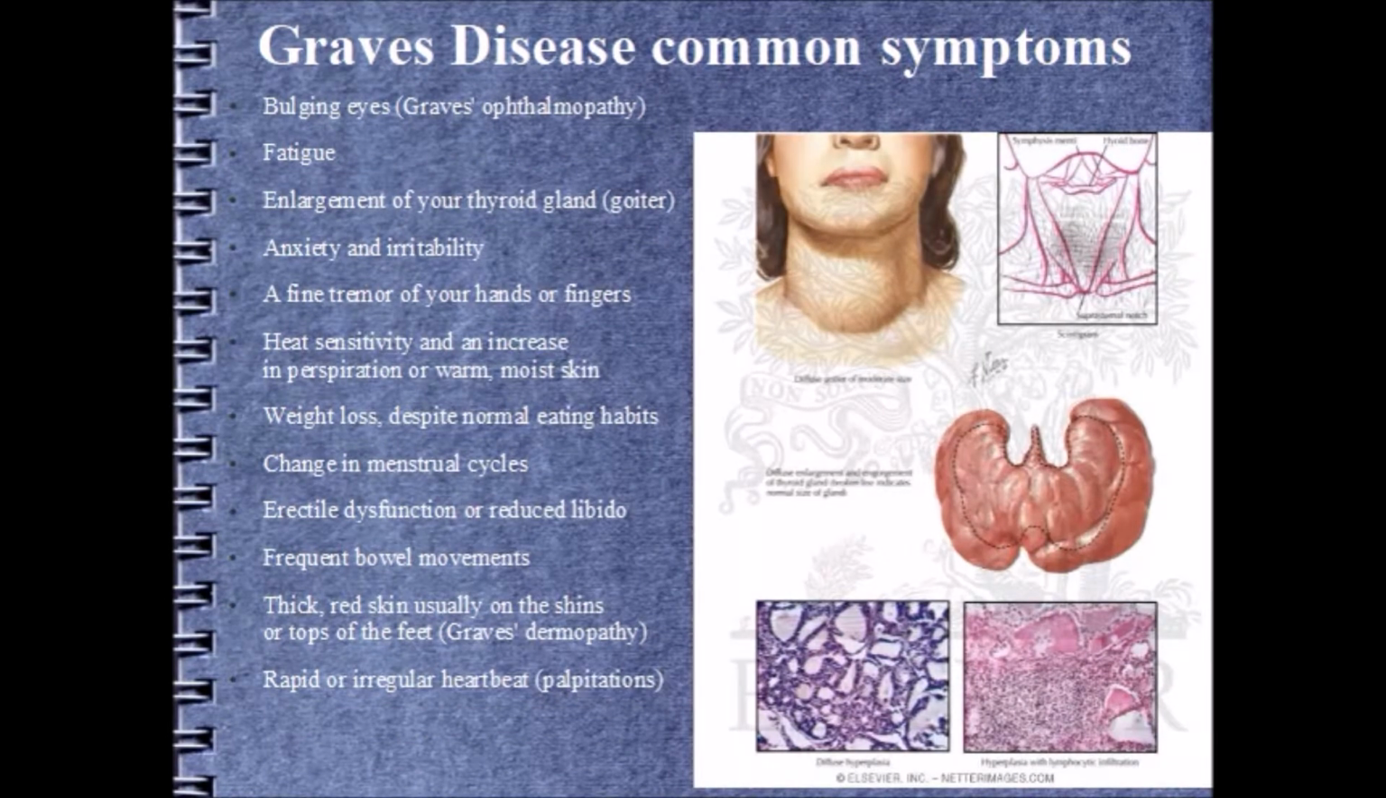Now we have Graves' disease common symptoms. Common symptoms of Graves' disease are bulging eyes, fatigue, enlargement of your thyroid gland, also known as a goiter, anxiety and irritability, a fine tremor of your hands or fingers, heat sensitivity and an increase in perspiration or warm, moist skin, weight loss despite normal eating habits, change in menstrual cycles, erectile dysfunction or reduced libido, frequent bowel movements, thick red skin, usually on the shins or tops of the feet, and a rapid or irregular heartbeat. And the interesting thing to note here is that most of these are hormonal issues.